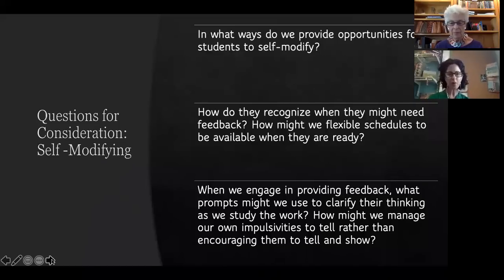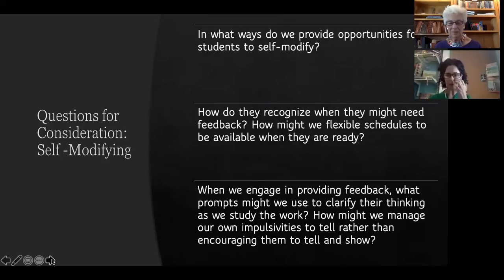So one more time to start to think about the questions for consideration about the ways we provide opportunities for students to self-modify. When can we actually think through feedback on their terms as opposed to our terms? We often schedule students to go through a cycle of feedback so that we're managing our class load, as opposed to starting to think about, has a student ever said to you, I'm not ready for feedback yet? And so I think that's the dynamic, especially in a virtual classroom, we can really start to take advantage of.